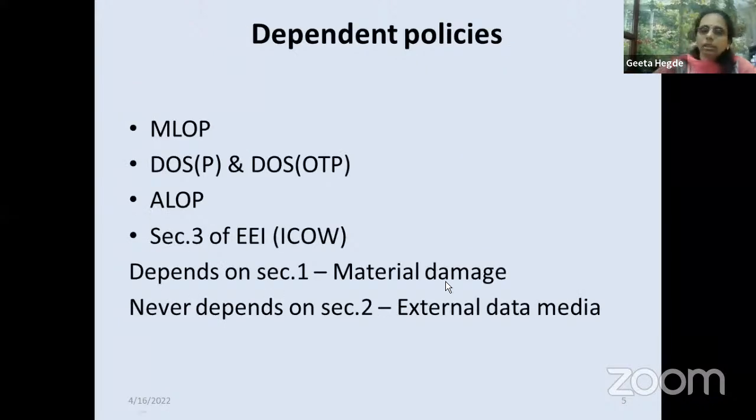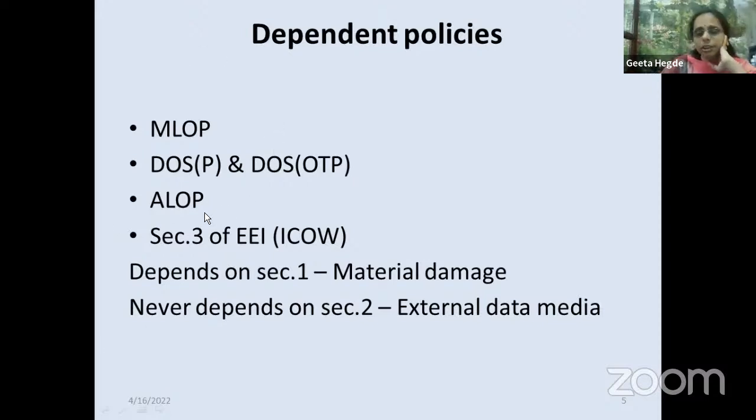Some policies we can call dependent policies because they depend on some other policies. Machinery loss of profit depends on machinery insurance. DOS again depends on machinery insurance. Advanced loss of profit depends on CAR or EAR insurance. Section 3 of EEI, that is the increased cost of working section.